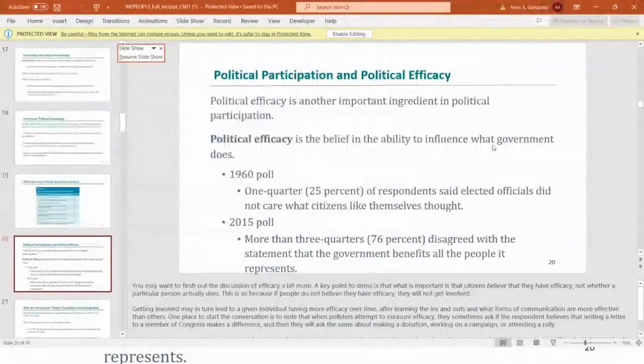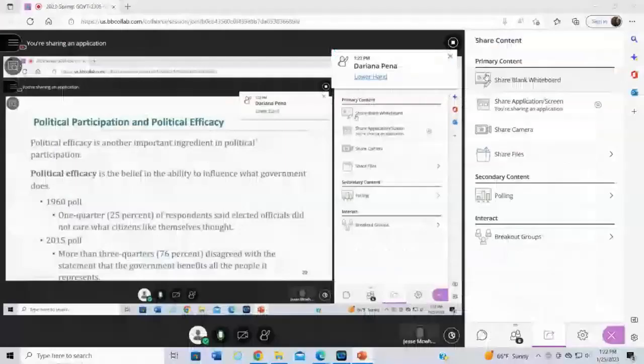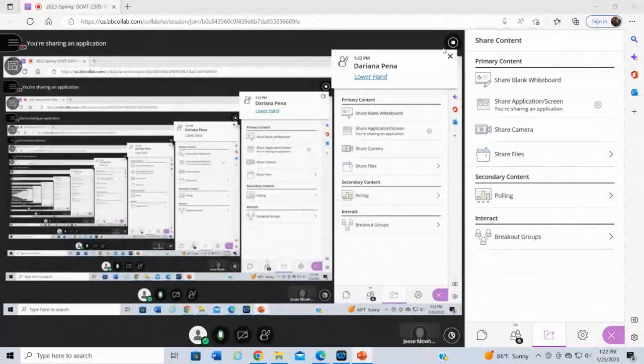Let me see who's got the hand up. Let's see. Let me check. Okay, Dariana, go ahead.